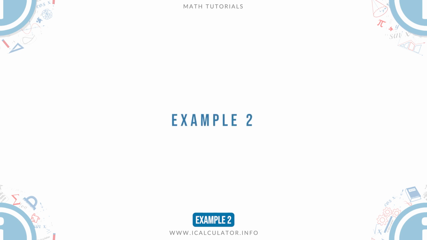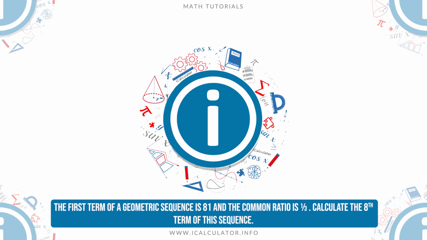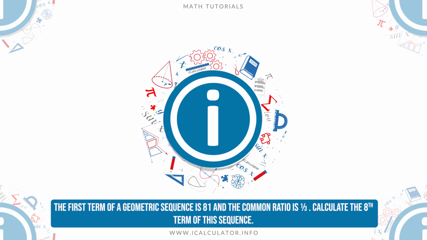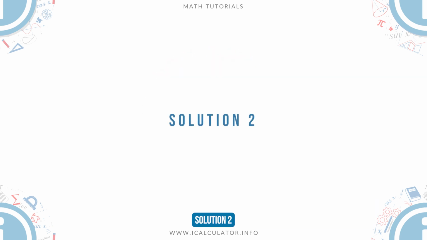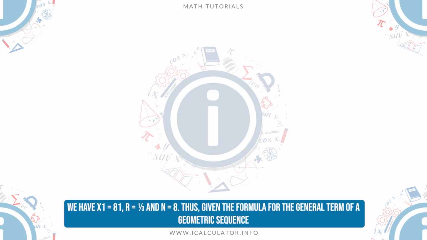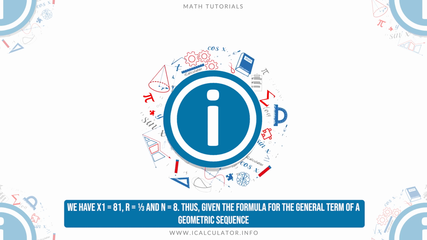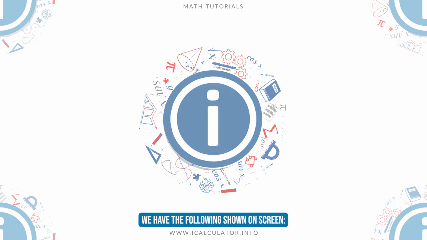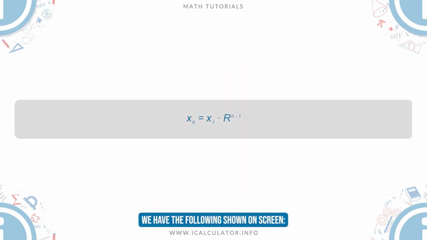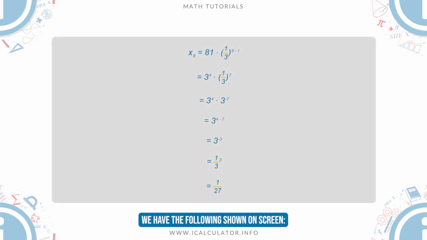Example 2. The first term of a geometric sequence is 81 and the common ratio is 1/3. Calculate the eighth term of this sequence. Solution 2. We have x1 is equal to 81, r equals 1/3 and n equals 8. Thus, given the formula for the general term of a geometric sequence, we have the following shown on screen. We obtain for the eighth term of this sequence the following shown on screen.